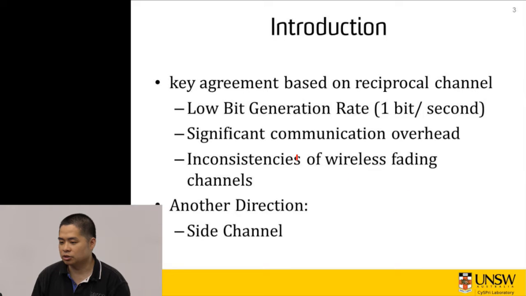The third limitation is the inconsistency of the wireless fading channel. As we know, the wireless channel is not as reliable as the wired one. So given environment changes, the reciprocal channel characteristics will change from time to time, and so will the key agreement protocol based on them. It brings a lot of unreliability for key agreement protocols based on those features.